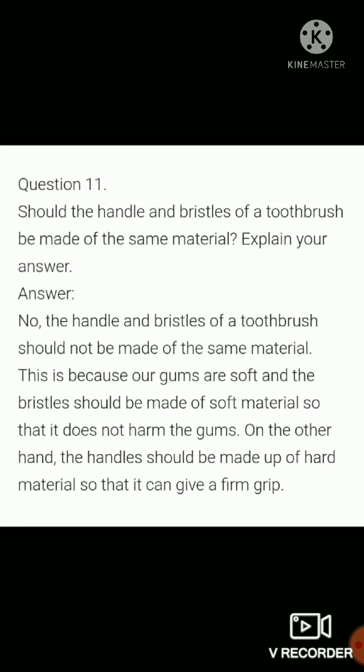Now question number 11. Should the handle and bristles of a toothbrush be made of the same material? Explain your answer. So, no, the handles and bristles of a toothbrush should not be made of the same material. This is because our gums are soft and the bristles should be made of soft material so that it does not harm the gums. On the other hand, the handles should be made of hard material so that it can give a firm grip.